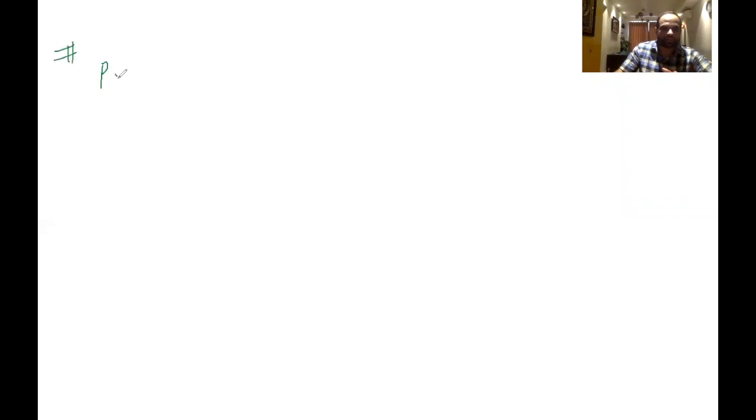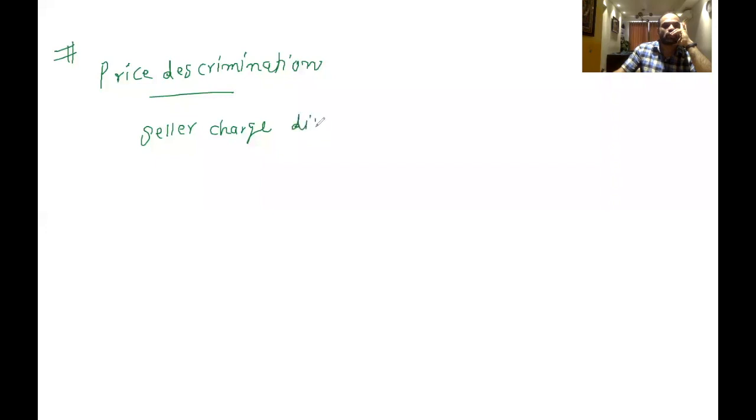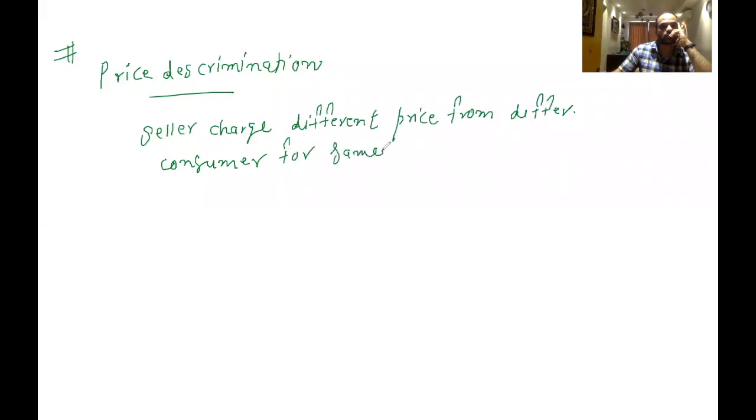So another topic, price discrimination. Price discrimination means when a seller charges a different price from different consumers for the same product. Different prices from different consumers, but for the same product.